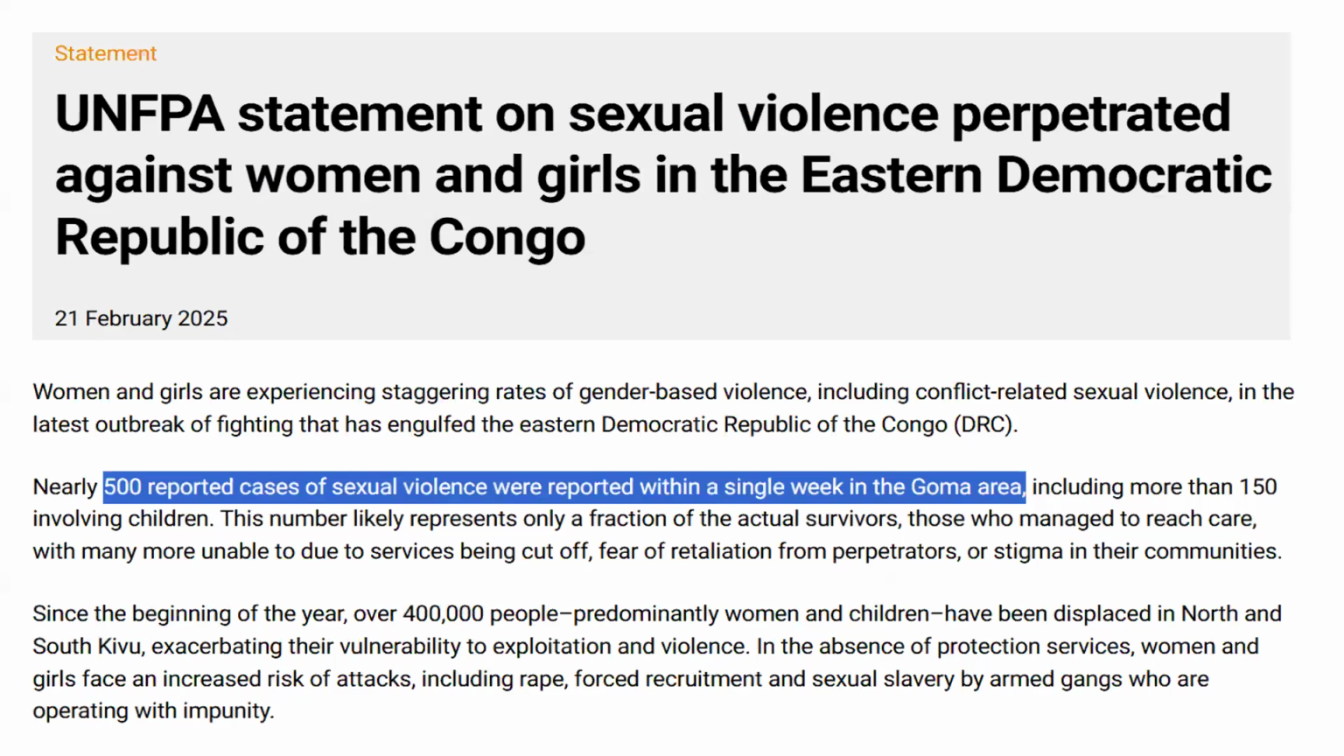Now we will discuss a few latest updates of UNFPA. This is a statement which was published last week on 21st February 2025. It is regarding sexual violence perpetrated against women and girls in the Eastern Democratic Republic of Congo. As you can see, it shows that nearly 500 cases of sexual violence were reported within a single week in the Goma area, including more than 150 involving children. This number likely represents only a fraction of actual survivors, those who managed to reach care, with many more unable to due to services being cut off, fear of retaliation from perpetrators, or stigma in their community.